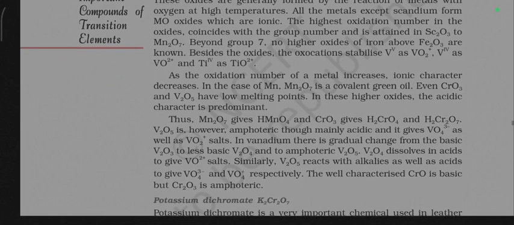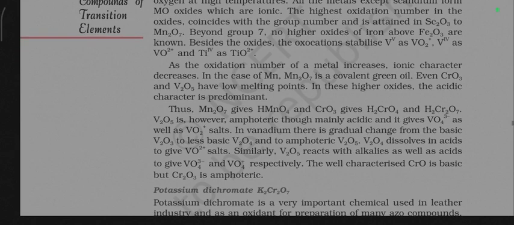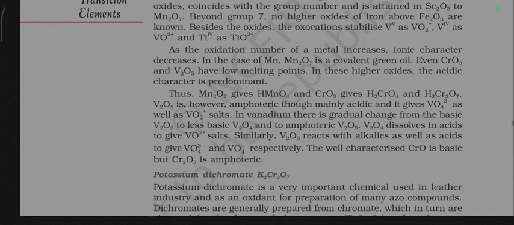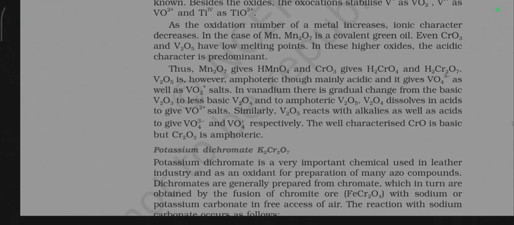As the oxidation number of a metal increases, the ionic character decreases. Mn2O7 is a covalent green oil. Even CrO3 and V2O5 have low melting points. In these higher oxides, the acidic character is predominant. Thus, Mn2O7 gives HMnO4 and CrO3 gives H2CrO4 and H2Cr2O7.